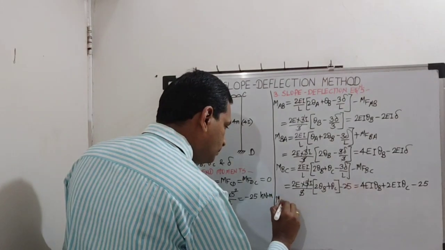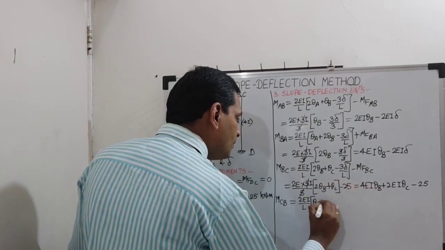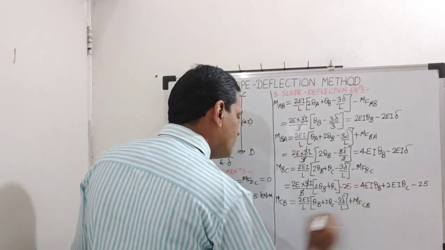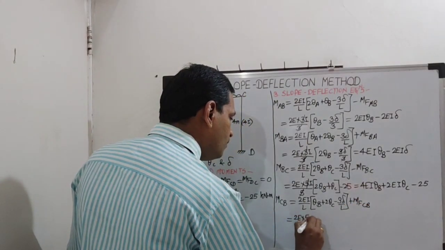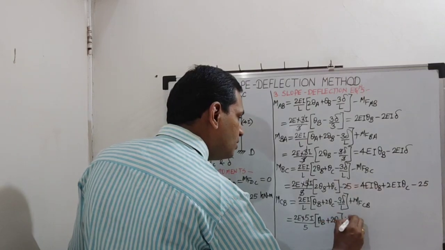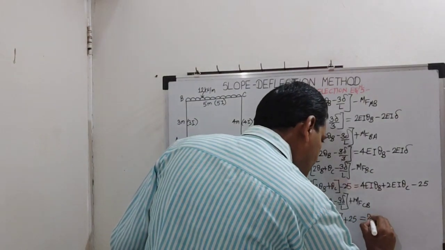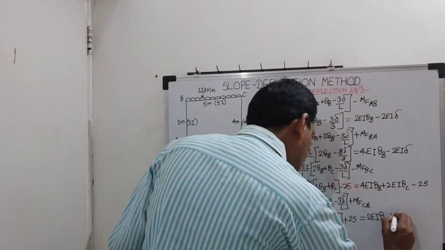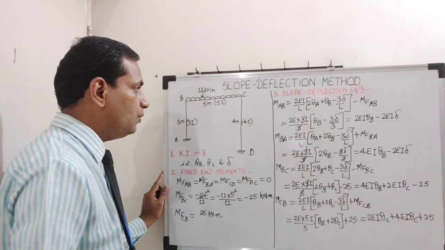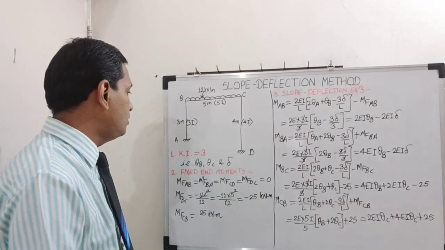Now MCB. What will be MCB? 2EI upon L into bracket theta B plus 2 theta C minus 3 delta by L plus MFCB. So again substitute the values. 2E into 5I upon 5 into bracket theta B plus 2 theta C plus 25. Simplify this now. So we will get 2EI theta B plus 4EI theta C plus 25. Okay, so 4 equations are over. Let us get to the next pair, the last pair of equations. Now I will rub this.